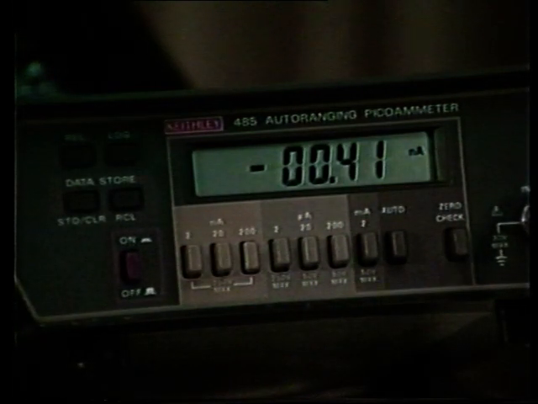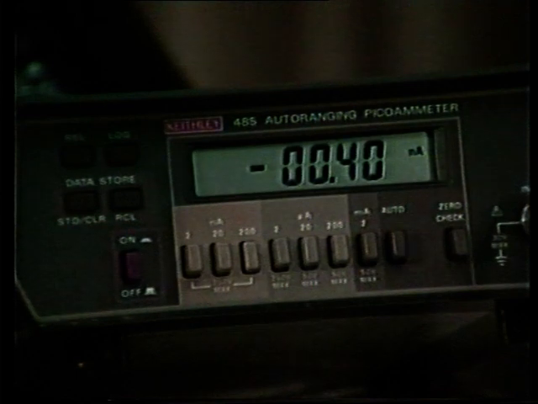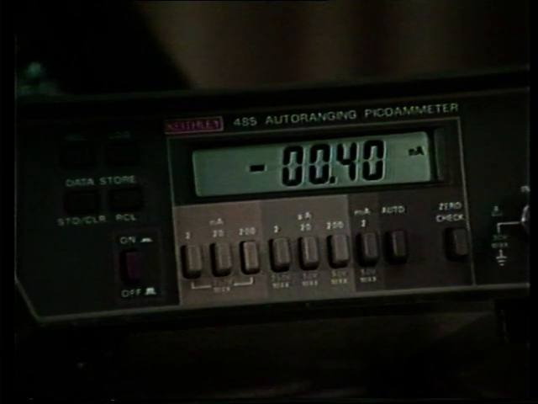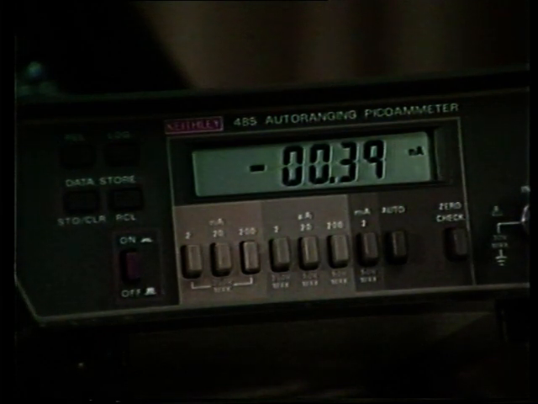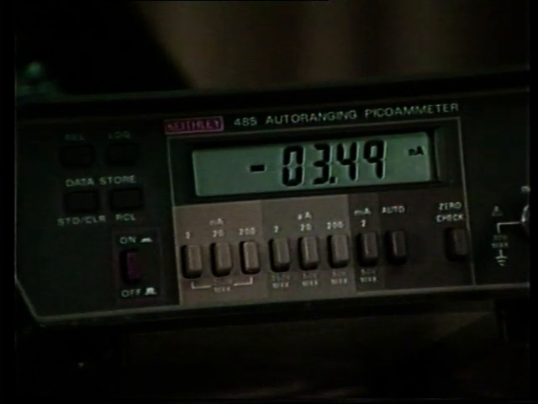Once it stabilizes, we can go back and turn the beam on using function key number 8, toggling the beam to on, remembering that our background current is 0.4 nanoamps. We would like a current of approximately 0.1 nanoamps, so we want to slew our condenser lens and change the current to approximately 0.5 nanoamps. Turning the beam on, we see that we are measuring a current of approximately 3 nanoamps.